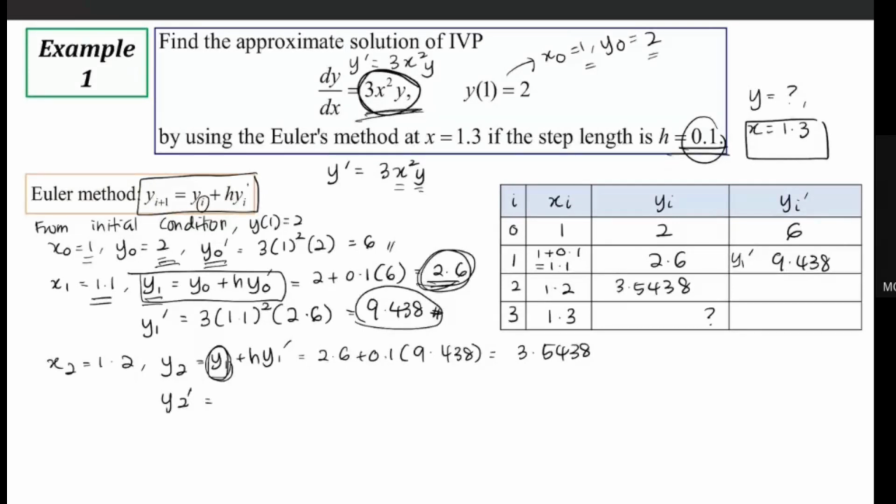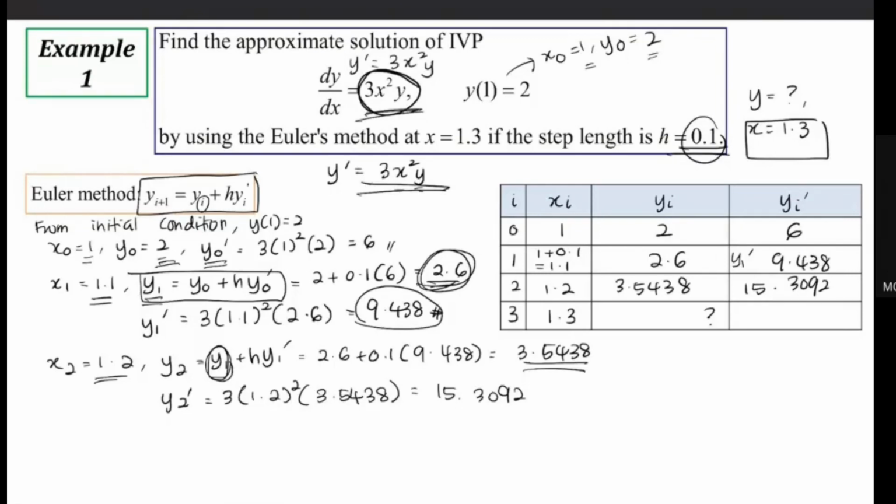Next, find y2 prime using this equation: 3x squared, x is 1.2 squared, multiplied by y2, 3.5438, equal to 15.3092. Put it in the table: 15.3092.